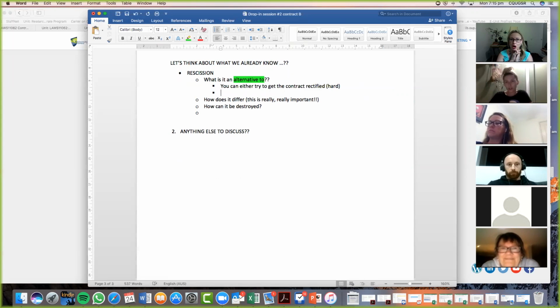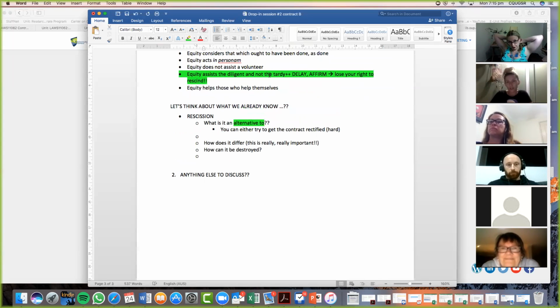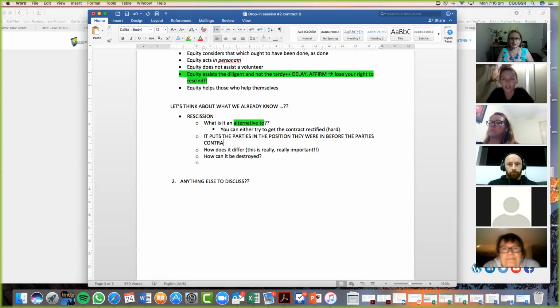But what I'm seeking here is what does rescission do to the contract? It voids the contract. It puts the parties at the position that they were before the contract was formed. Beautiful. Is it void ab initio? Is that the word for the alternative to rescission? Ab initio, yes. It unpicks the contract ab initio before the parties contracted.